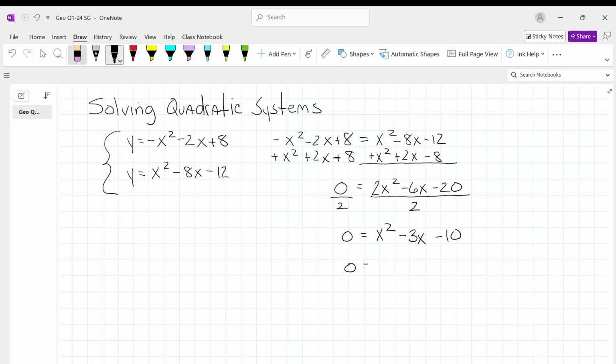So this 0 is equal to x minus 5 times x plus 2. Negative 5 times 2 is negative 10. Negative 5 plus 2 is negative 3. So next, you're going to set each factor equal to 0.